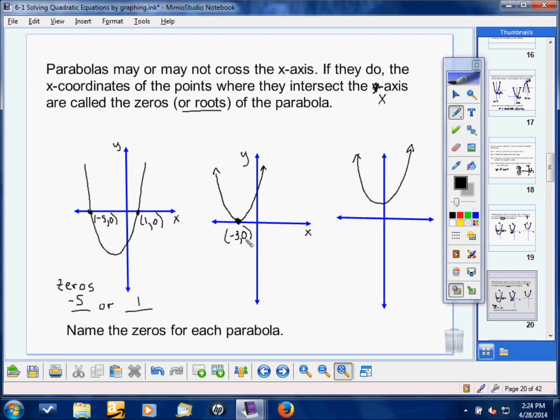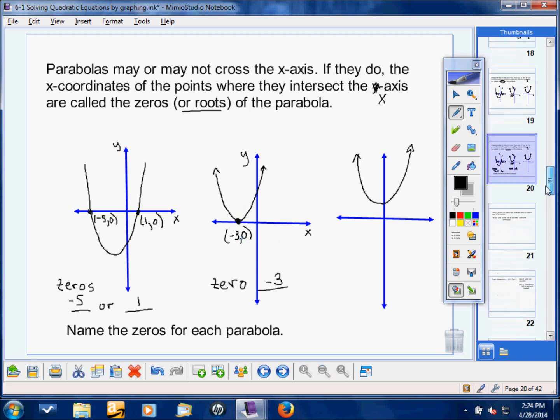How many zeros does this one have? One. And the zero in this case is -3. What about where it passes through the y-axis? Where it crosses the y-axis is the y-intercept, but we haven't got to that yet. It's also important, but believe it or not, the most important thing in these are actually the zeros, the roots, because these are going to be our solutions to certain equations.